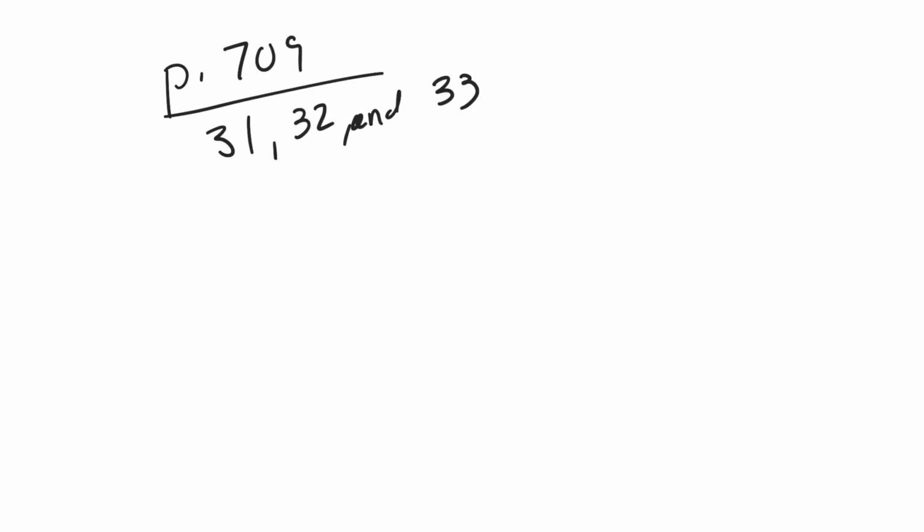All right, ladies and gentlemen, the last homework assignment for this chapter is going to be page 709, number 31, 32, and 33. Let's go ahead and throw 34 in there too, since it's about the same problem. So all 4 of those questions are about that breakfast cereal example there at the top of page 709. So go ahead and try 31 through 34, and that'll be the end of your homework assignment.